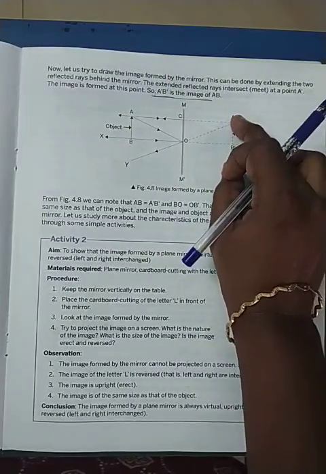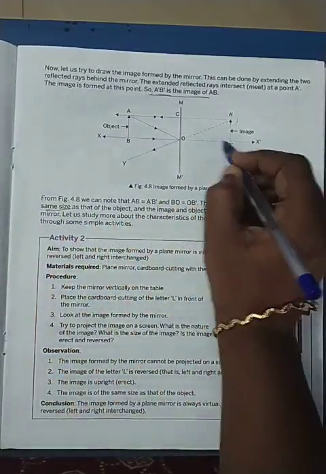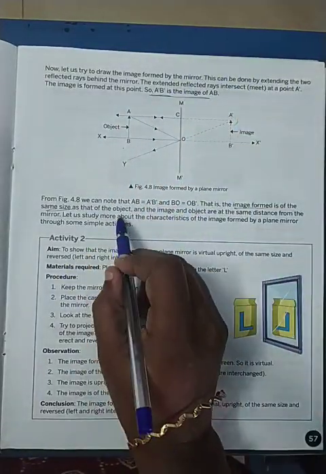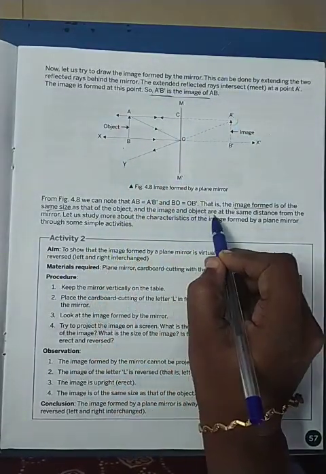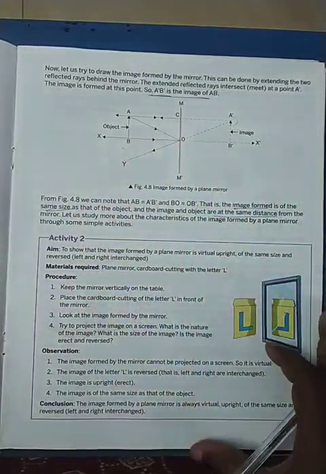The image formed is of the same size. First one is the same size, that is, object size is the same as that of the image. Then they are at the same distance, that is OB is equal to OB dash.